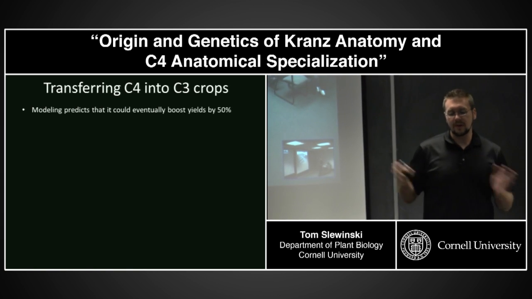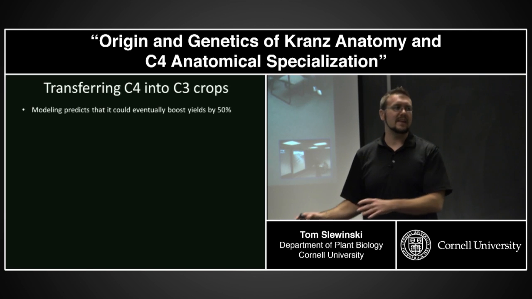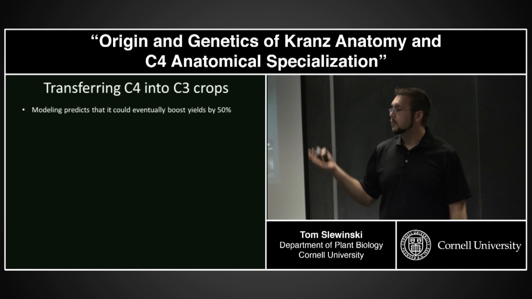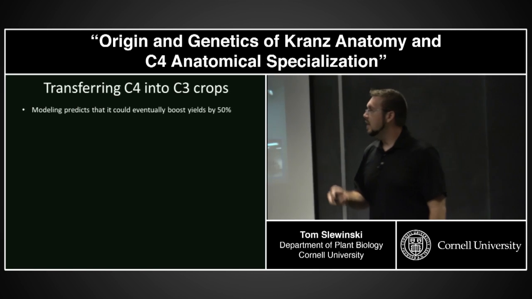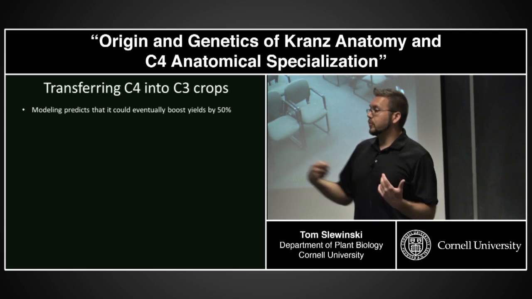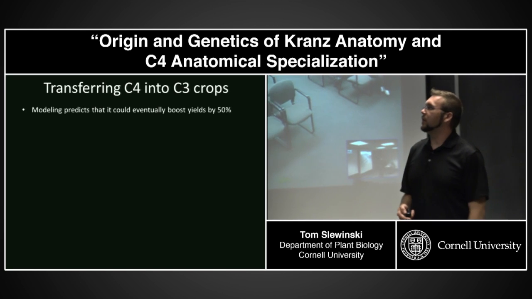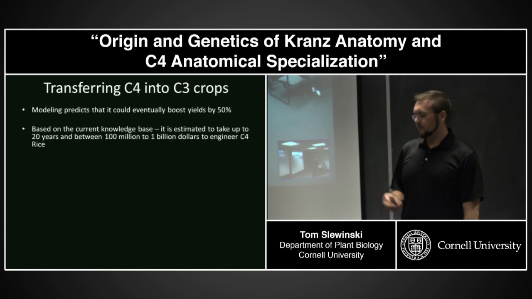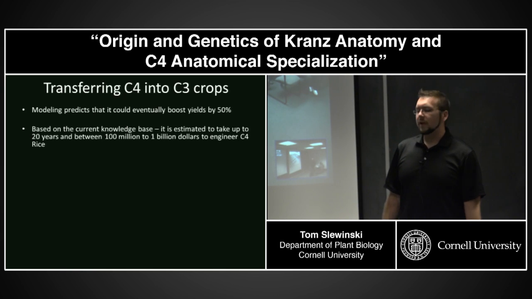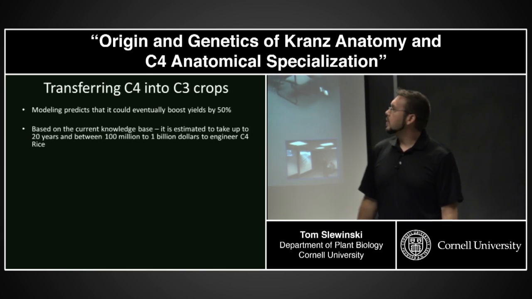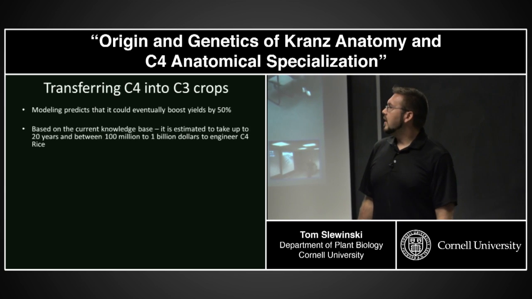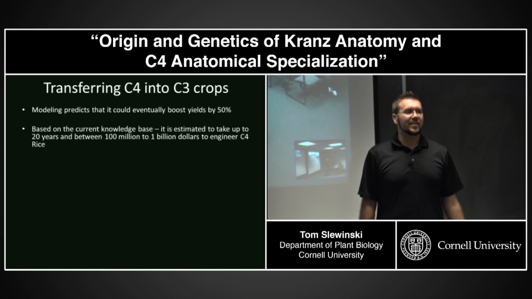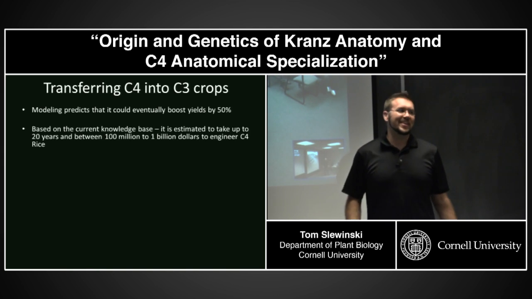Now, just putting C4 into our crops won't get us instantaneous yields. It's going to take a lot of breeding afterwards, as you've seen with the difference between Echinochloa and maize. Getting that into harvestable tissue is going to be another big challenge. But based on our current knowledge base, when I started this project, it was estimated by the C3-C4 working group that it would take up to 20 years and anywhere between $100 million and $1 billion to engineer C4 rice. So it's a large undertaking.